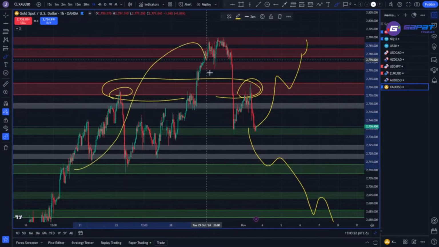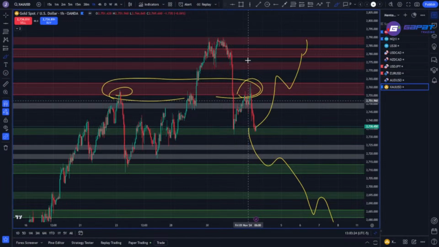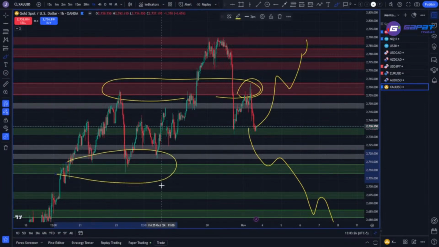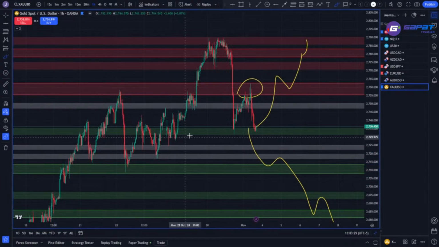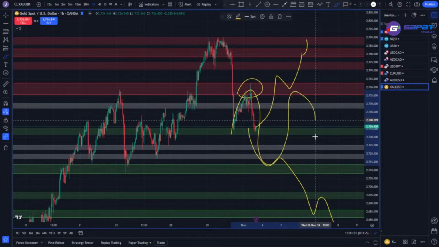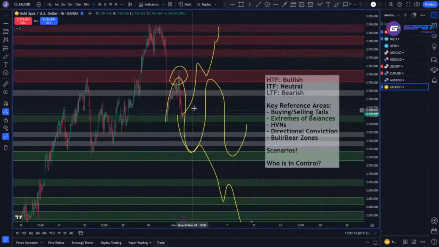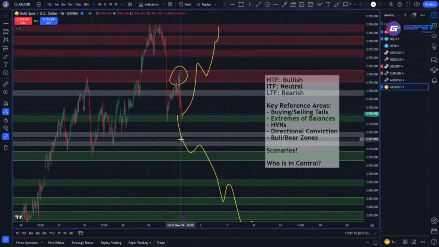Could we form a new range that spans from all-time high to this previous balance low? Yeah, we could. Could we form a new balance that goes like this as well? We could. That could look like a little bit of a head and shoulders pattern as well.